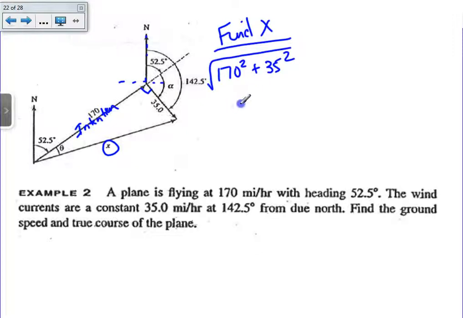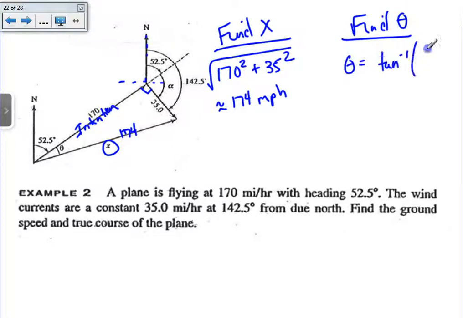Okay, square root of 170 squared plus 35 squared. Looks like approximately 174 miles per hour. So that's this guy. And then, let's see, we need to find theta, and we can do that using our inverse tangent. So theta is the inverse tan of 35 over 170. So theta, I already calculated that, is 11.6 roughly.